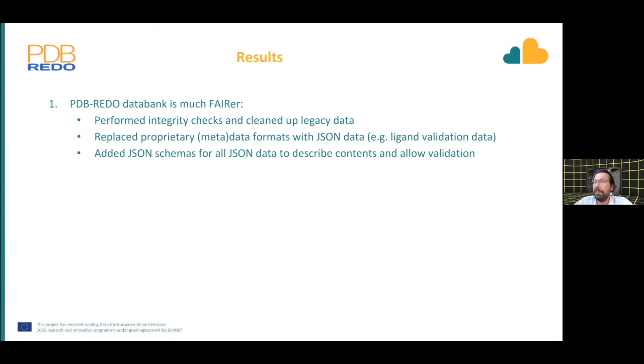So what we've done is that we made the PDB-REDO data bank much more FAIR. We did a lot of integrity checks. We cleaned up all the legacy data, but more importantly, we replaced all the data that was in proprietary data formats. For instance, we had a lot of ligand validation information and ligand interaction data, like I showed you the example before. And that was just in a completely unminable plain text format. So this is now cast into a JSON data set.